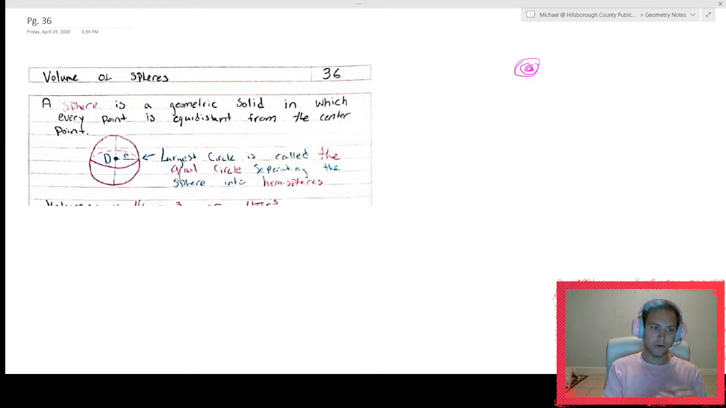And if you take that great circle and cut it, you have two halves of the sphere, and we call those hemispheres, just like we have a northern and southern hemisphere on the globe. You have hemispheres. That's what makes up halves of spheres.